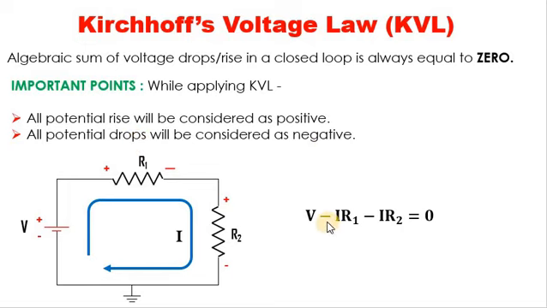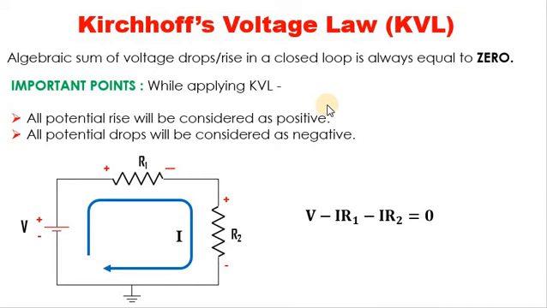So that's why I have written it as minus I into R1. And similarly for R2 also, this is going from plus to minus. So again minus I into R2, and that will be equal to 0, because we have said that in a closed loop the sum of all voltage drops or rises will always be equal to 0. So this is how we apply the KVL in a circuit.